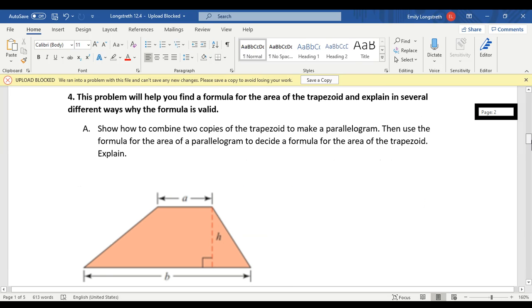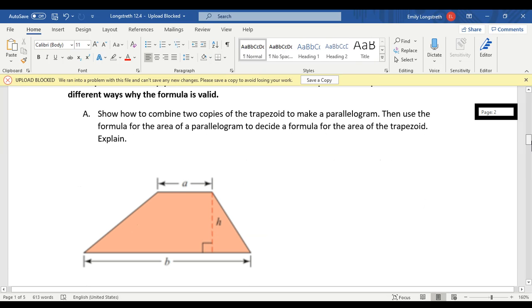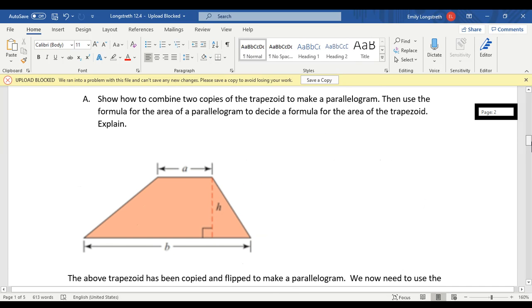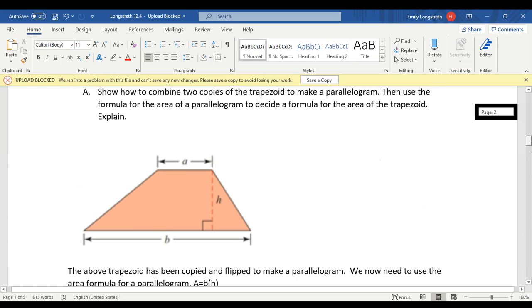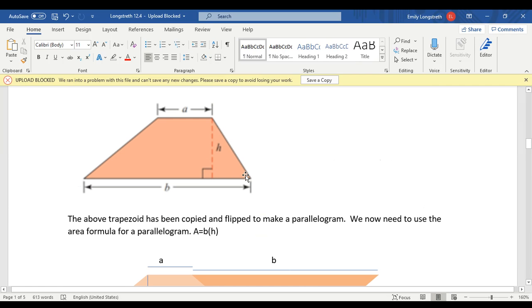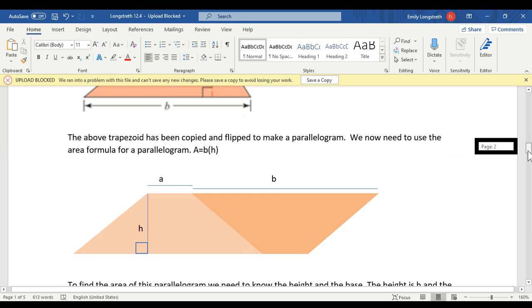4a, show how to combine two copies of the trapezoid to make a parallelogram. Then, use the formula for the area of the parallelogram to decide a formula for the area of the trapezoid. Explain. The above trapezoid has been copied and flipped to make a parallelogram. We now need to use the area formula for a parallelogram. Area equals base times height.